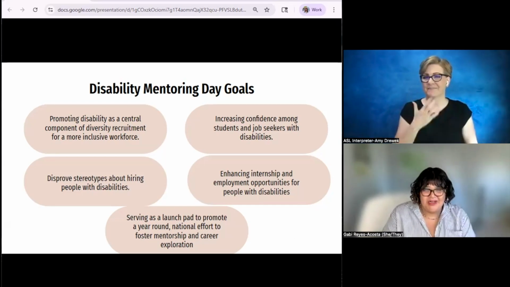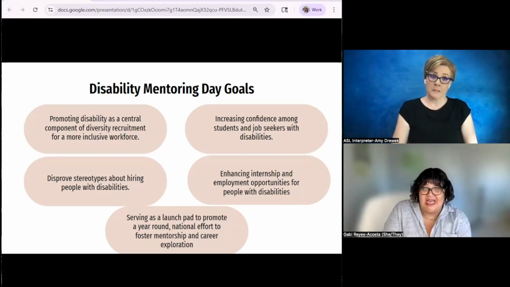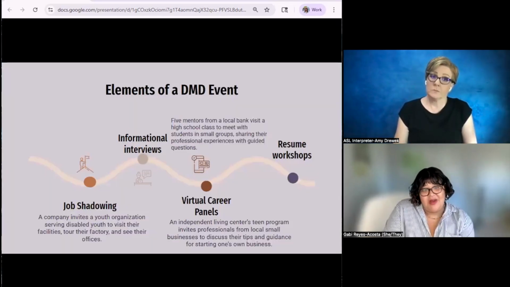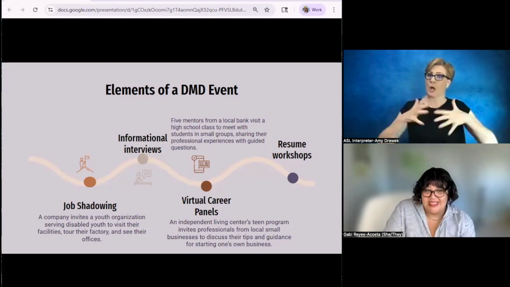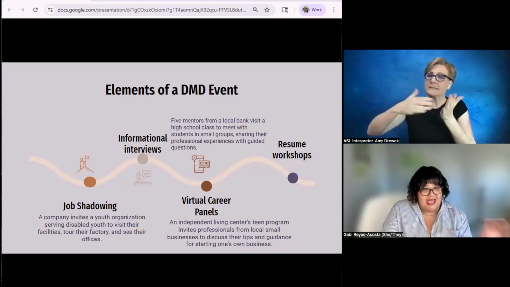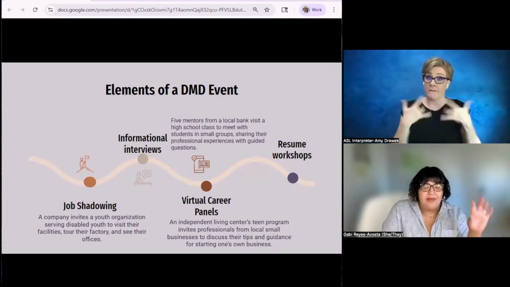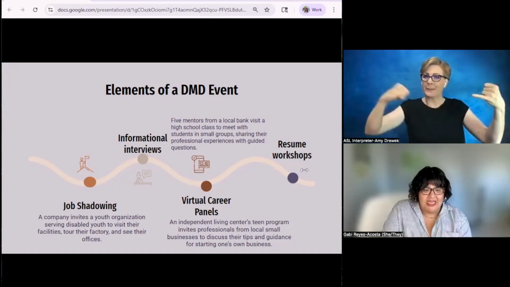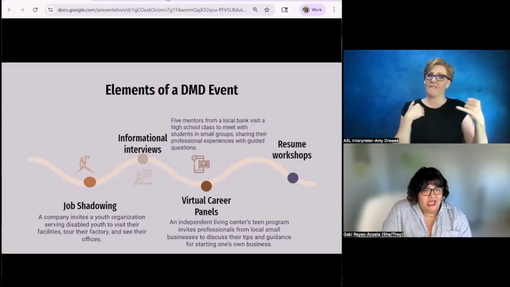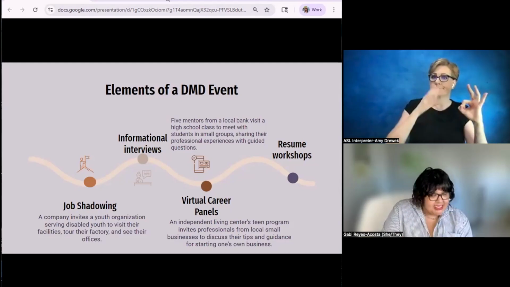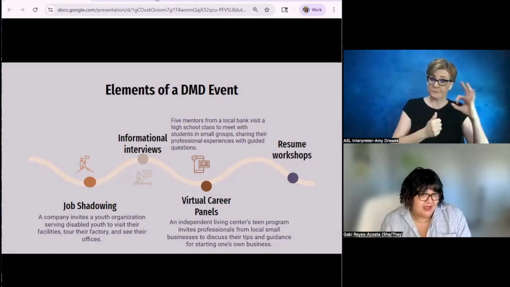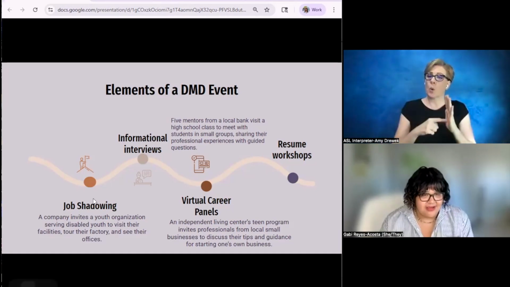I'm going to move forward to our next slide. Our next slide is on a gray background. It says elements of a DMD event at the top. There is a line going through about the middle of the page, and it is winding. Along that line are 4 solid color dots. At each dot, there is a different element of a DMD event, and a small little icon to go along with it.